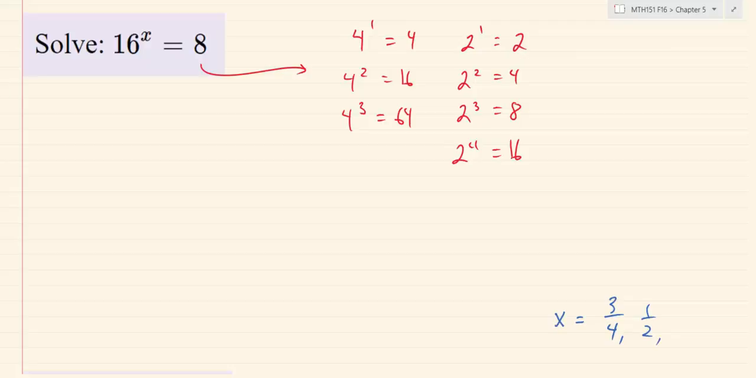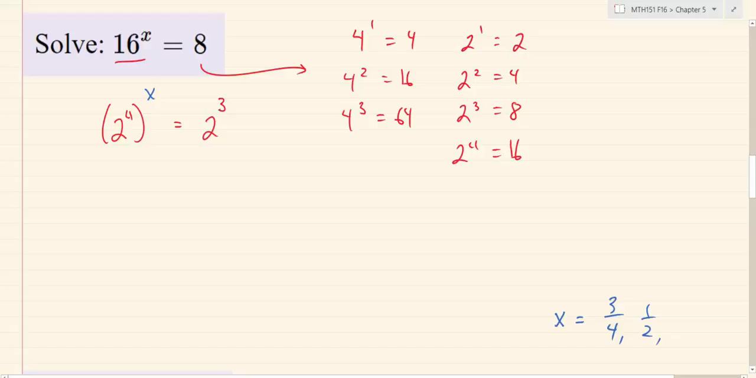So we're going to go base 2. So I'm going to take this 16 and I'm going to rewrite it as 2 to the fourth to the x power equals 2 to the third. And notice how I took 16 and I just rewrote it. I substituted in for the 16, 2 to the fourth power. You still have to raise that 2 to the fourth power to the x power because 16 was raised to the x power. Okay, so it's a substitution.